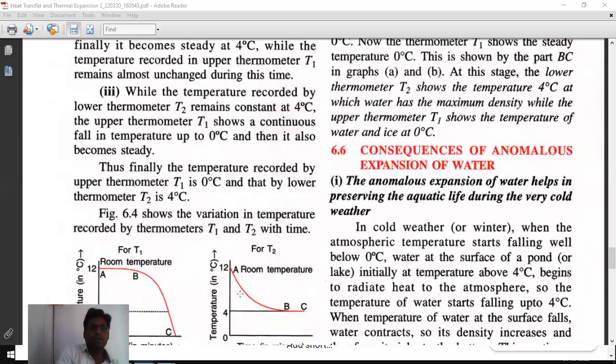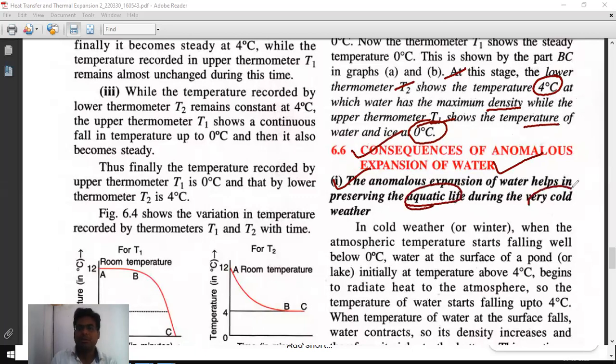The next point. At this stage, the lower thermometer T2 shows the temperature of 4 degrees Celsius, at which water has maximum density, while the upper part shows the temperature of 0 degrees Celsius, right? So what will be the consequences of anomalous expansion of water? Anomalous expansion of water helps in preserving aquatic life during the cold weather. So it is very helpful to aquatic life.